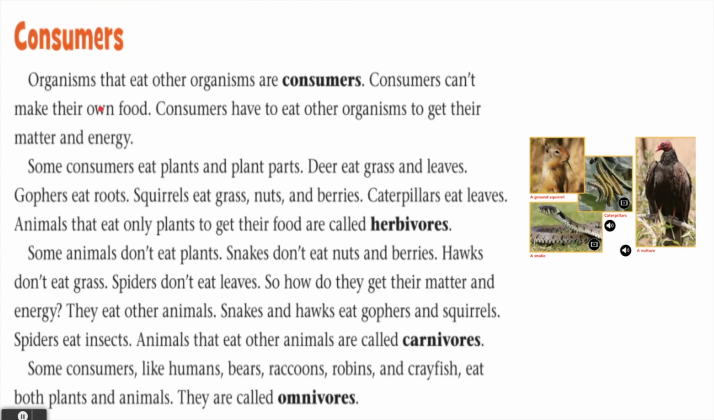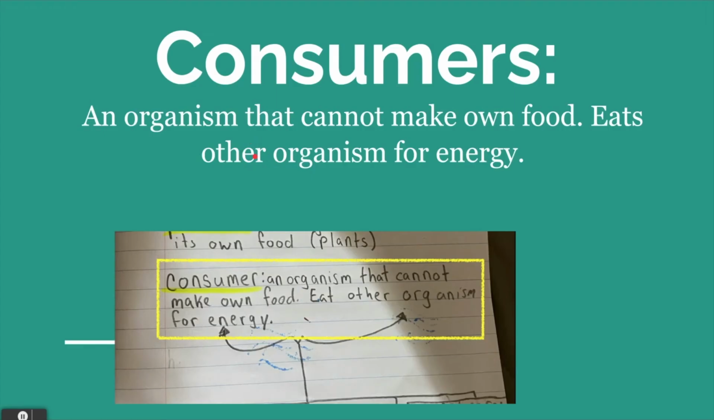Let's pause right there and open up our journal to page 36 so that we can add consumers into our journal. You will have 2 minutes to add the definition of consumer, which is an organism that cannot make its own food. They eat other organisms for energy. Add that into your journal now.